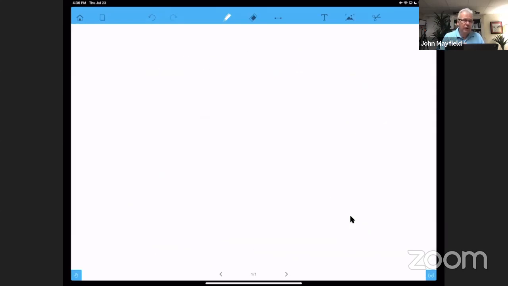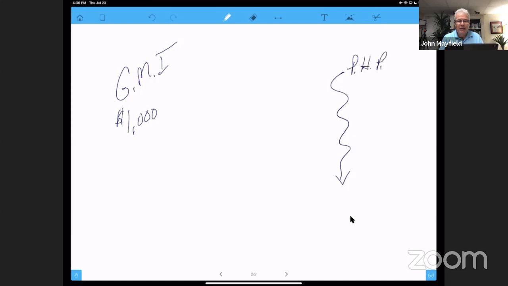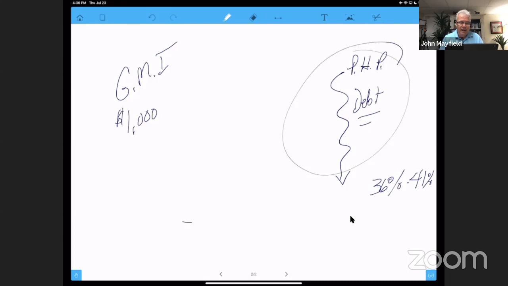The second ratio they're going to look at is your gross monthly income. Remember, it's $1,000. Then they're going to look at your proposed house payment and all of your monthly obligations: your credit cards, your student loans, sometimes they're still looking at those, your car loan, all of those. That ratio can be anywhere between 36% and 41%. So they're going to add all of this up, and in our example, you'd have to make sure that all of that is $410 or less.